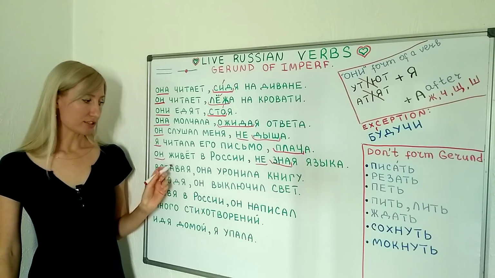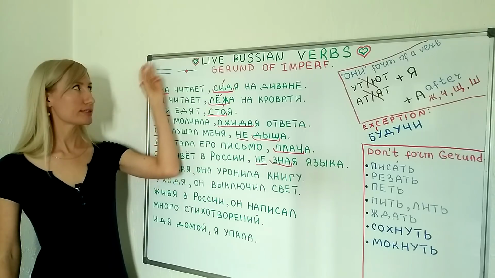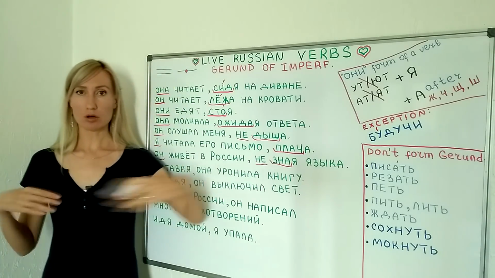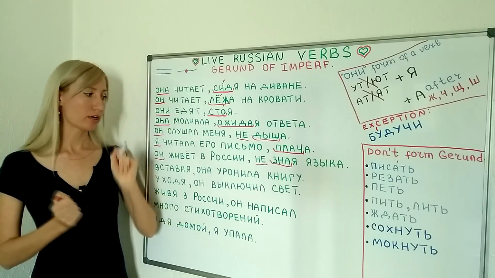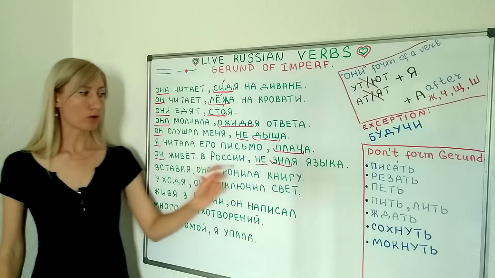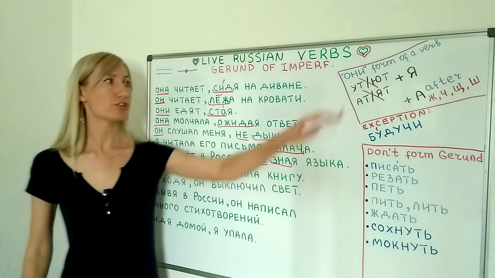Let's move to this one. All these examples were about simultaneous actions, you noticed? And now we will look at a long action interrupted by a quick perfective verb action. Вставая, она уронила книгу. You may guess that вставая is our gerund.